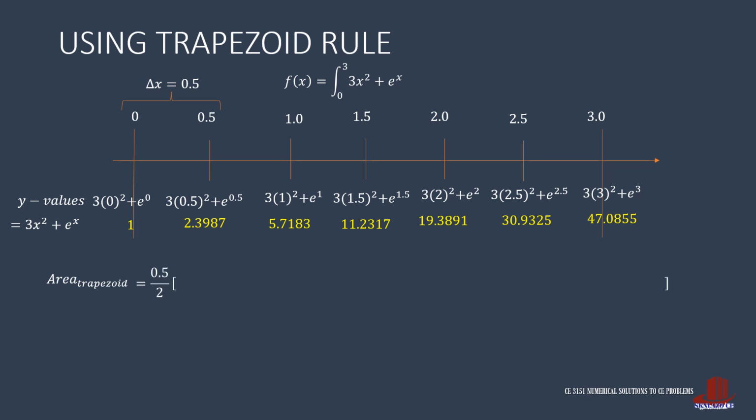Cumulatively, we can write the summation of trapezoidal areas as a half of delta x, which is 0.5. Then take the first y as 1. Then add twice of 2.3987, also twice of 5.7183, and twice of 11.2317. There are also twice of 19.3891 and 30.9325. Then end the computation by adding 47.0855. The area under the curve is then simplified as 46.8565.